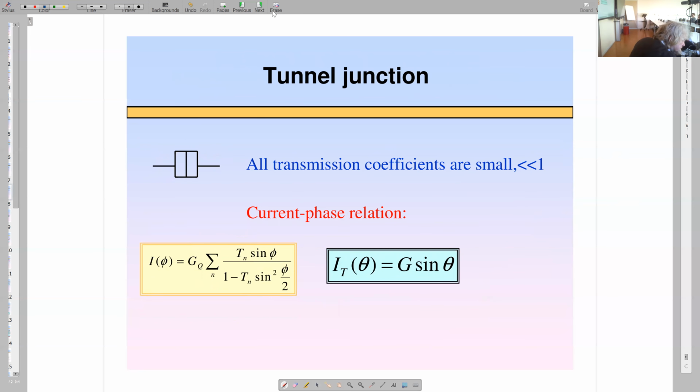Tunnel junctions. It's even simpler. In this case, all transmission coefficients are small. To that end, we can neglect this term in the denominator. Then we can sum up all transmission coefficients to conductance. Here we are. Why do I call it theta here? It has to be phi. Oops.